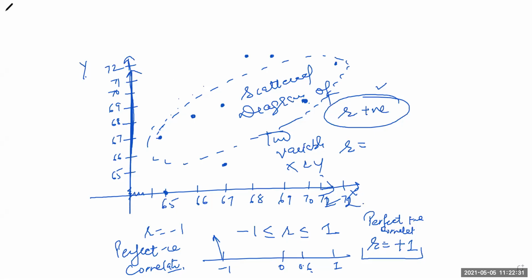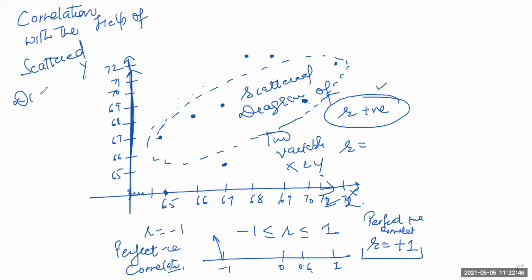So today we will study correlation with the help of a scatter diagram. If you have two variables x and y, because we are always working with a bivariate distribution, you will plot the values of x and the values of y, and then you will have some points. These are the scattered points.